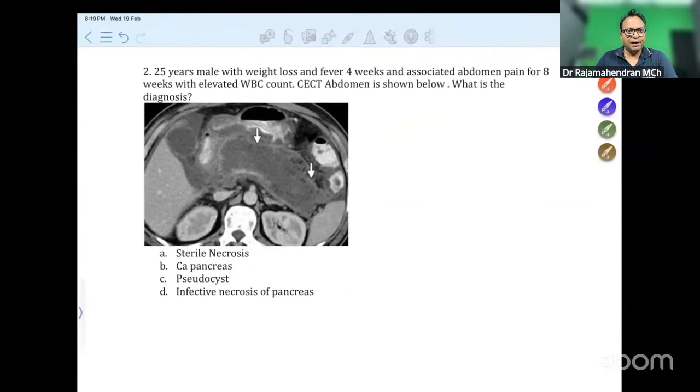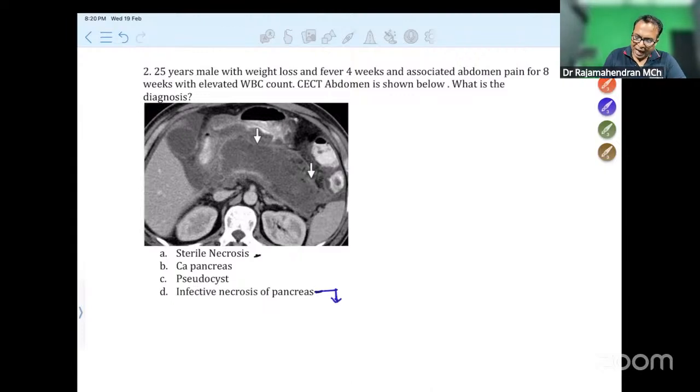A 25-year-old male with weight loss and fever for 4 weeks and associated abdominal pain for 8 weeks. Elevated WBC count. CT scan is shown below. So definitely there will be a question on CT scan images of pancreas and liver. So please go through all the CT scan images of pancreas and liver. This is a classical image of pancreatic necrosis. Is it sterile necrosis or infective necrosis is the question now.